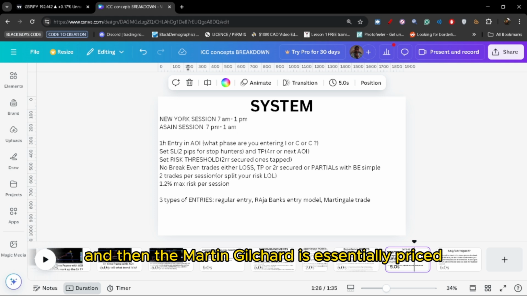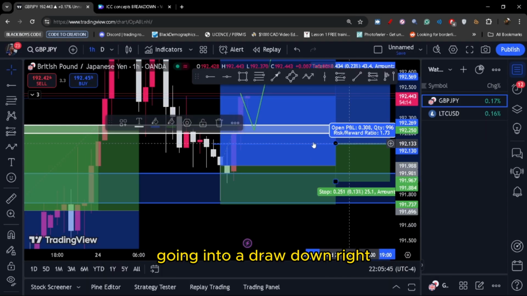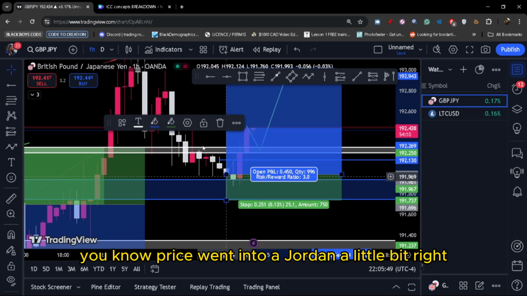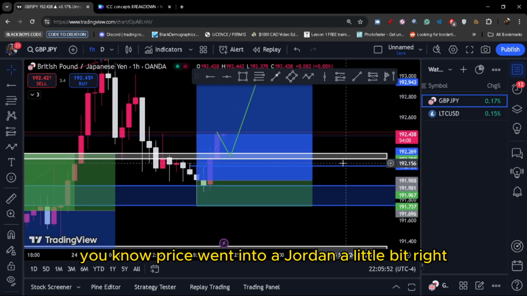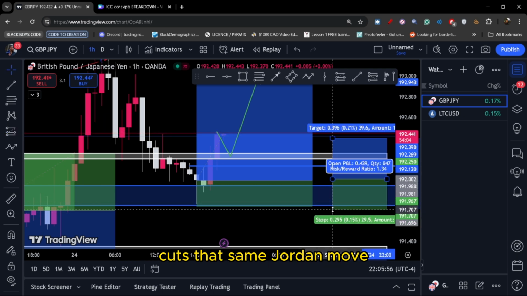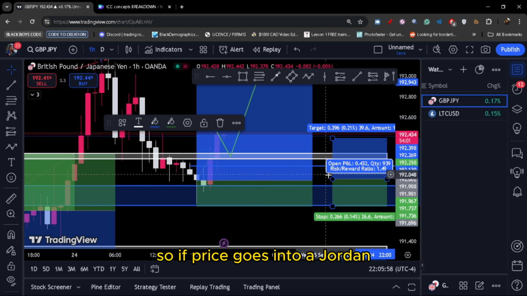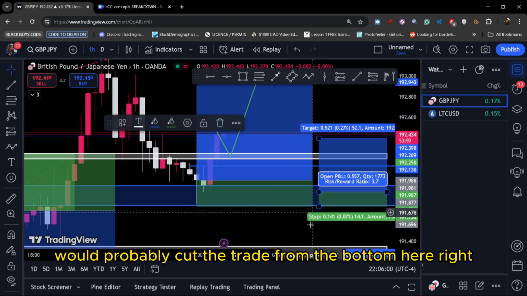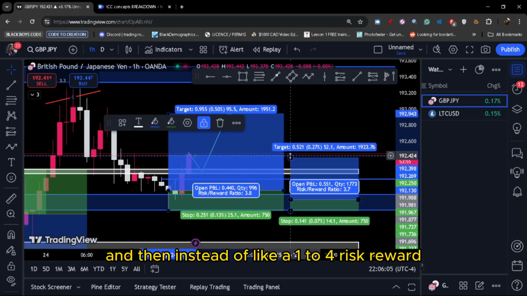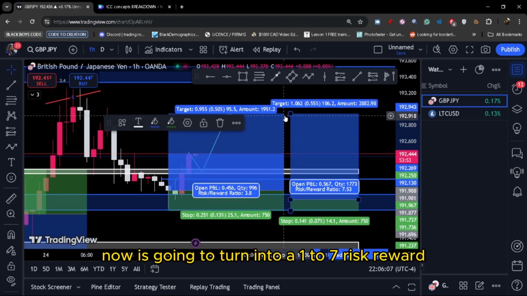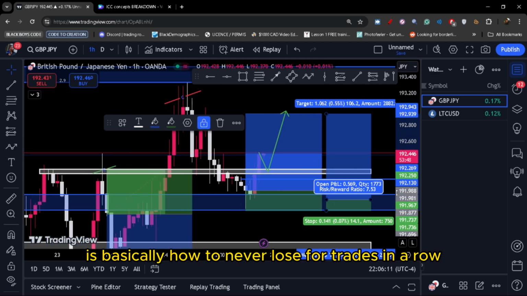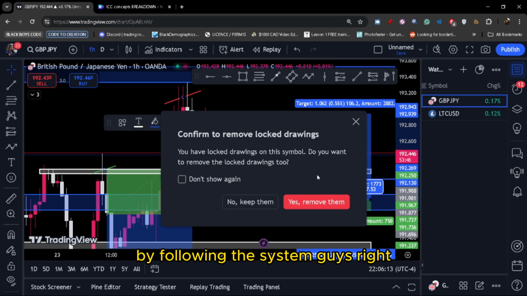And then the martingale trade is essentially price going into a drawdown, right? So in this case here, price went into a drawdown a little bit, right? So you could have maybe cut that same drawdown move. So if price goes into a drawdown, we would have probably cut the trade from the bottom here, right? And then instead of a 1 to 4 risk to reward, now it's going to turn into a 1 to 7 risk to reward, right? So you can see. But this essentially, guys, is how to never lose 4 trades in a row by following this system, guys, right?